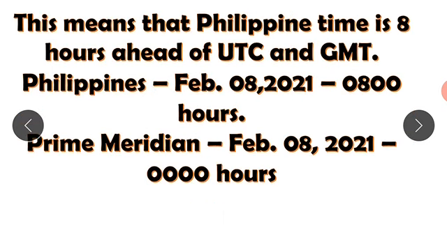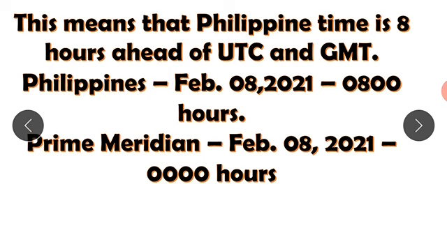Next, this means that the time in the Philippines is 8 hours ahead of UTC and GMT. Since our time is UTC plus 8, then it means that we are 8 hours ahead of UTC and GMT. Okay? For example, if the date and time here in the Philippines is February 8, 2021, 800 hours, the time at the prime meridian, or in UTC and GMT, is February 8, 2021, 000 hours.